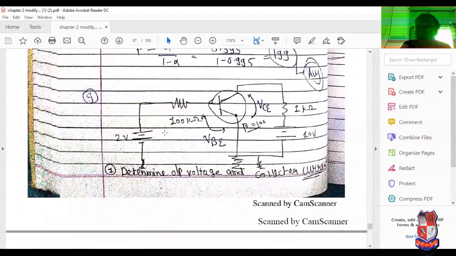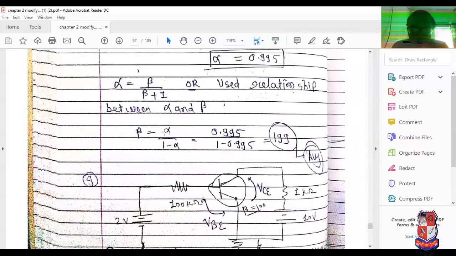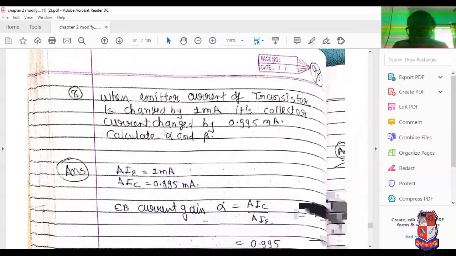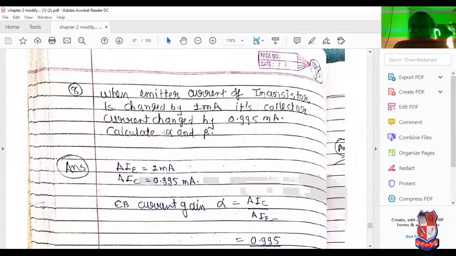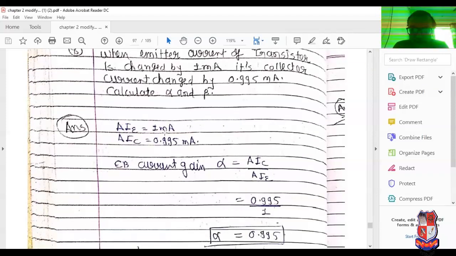It is the answer. So it is the example related to common emitter configuration. And here also, when emitter current of a transistor is changed by 1 milliampere and its collector current changes by 0.995 milliampere, then calculate the value of alpha and beta. So alpha equal to delta IC upon delta IE. So delta IC upon delta IE, what is the answer? 0.995.